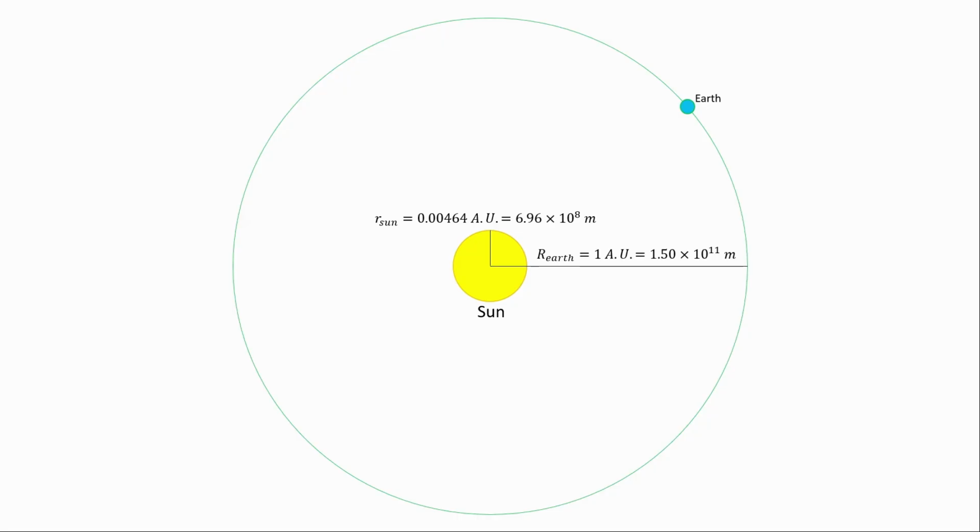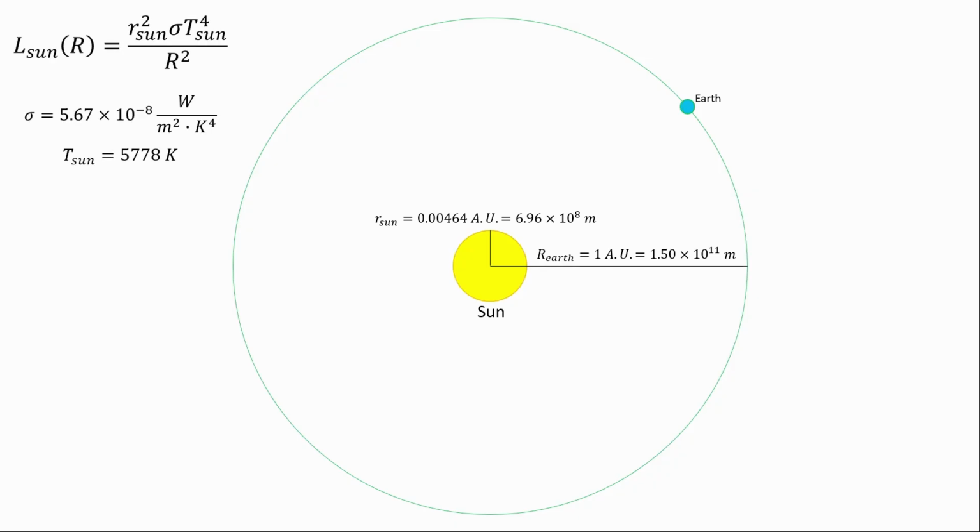That's just how we define astronomical units, and that's 1.50 times 10 to the 11 meters. And so when we're saying that the solar constant is 1361 watts per square meter, it's 1361 watts per square meter at the distance of the Earth. So to get what the solar constant is at some distance, we have to use this equation right here, where this R is for the radius of the sun. This sigma right here is just a constant, and it's this right here, the 5.67 times 10 to the negative 8 watts over meters squared times Kelvin to the 4th.